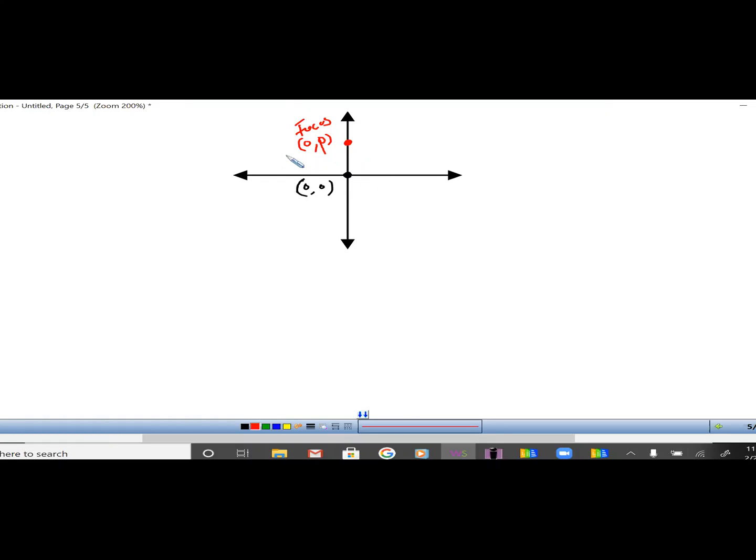But what do we know? That if I was to sketch a parabola going through that point of origin, I need a directrix. That means the distance from the point of origin to the focus needs to be the same as the distance from the point of origin to the directrix. So I'm going to place a point down here and sketch a line going through there.